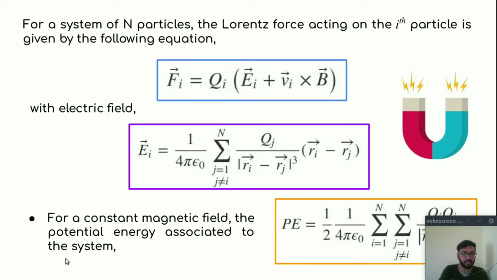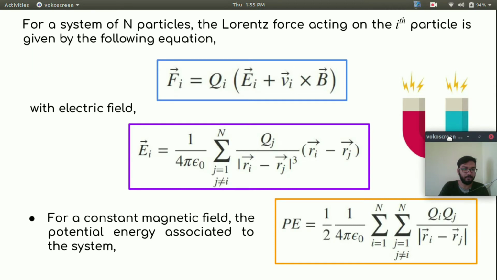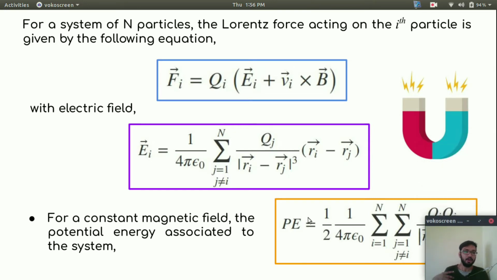Now as we are dealing with a magnetic field, we must know that the magnetic field doesn't contribute to potential energy, right? So the potential energy due to this V cross B term is 0. So only the electric field will contribute to our potential energy, and we already know that for a system of charged particles, potential energy is given by this expression. We have covered this in a video on Coulomb force, right?